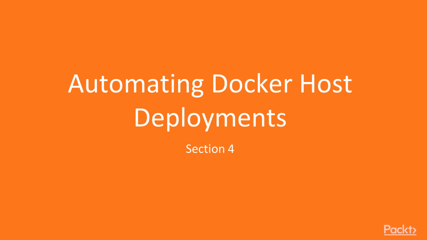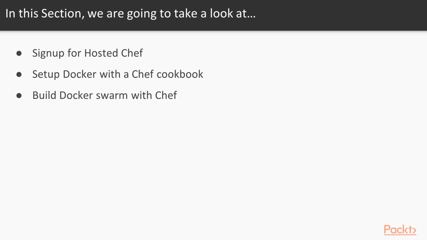Hello and welcome to Section 4, Automating Deployment of Docker Hosts. In the previous section, we built a Docker Swarm cluster to improve our production setup. In this section, we will be talking about provisioning Docker hosts. We will use the configuration management software Chef to install Docker on our Linux machines.